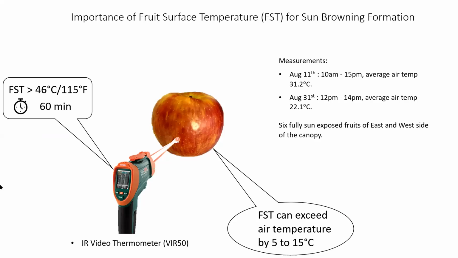And among all three of these symptoms, sunburn browning is the most common because it is correlated with fruit surface temperature. We measured fruit surface temperature in each of our treatments to see which of them can reduce it and thus better control sunburn incidence. The measurements were taken on a hot day, August 11, when the air temperature was above 30 Celsius, and we had other measurements when the temperature stayed in the 20s, on August 31st. Both times we measured fruit surface temperature on fully exposed fruits on the east and west sides of the canopy.